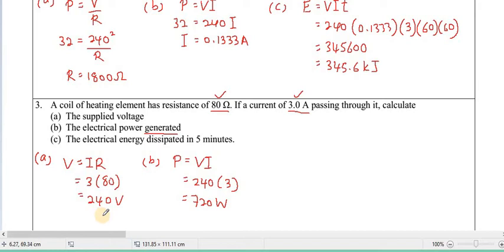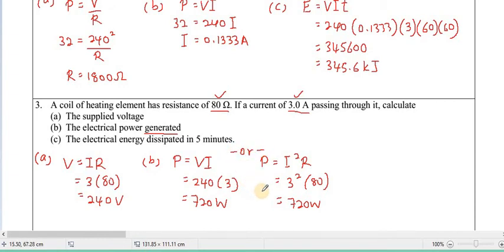Actually, we try to avoid using information from our previous calculation because it can be wrong, unless there's no choice. But in this case, there is a choice. For example, this question gives us the resistance and the current. We can use P equals to I squared R to calculate the power also, right? So I is 3 squared, resistance is 80. So we can also get 720 watt. We can still get the same answer.